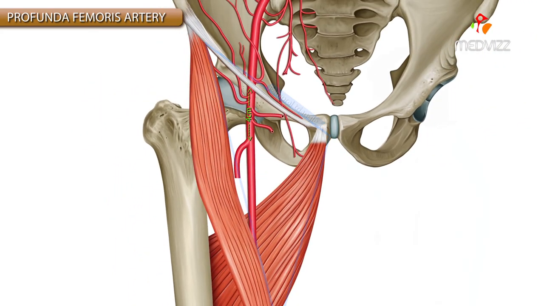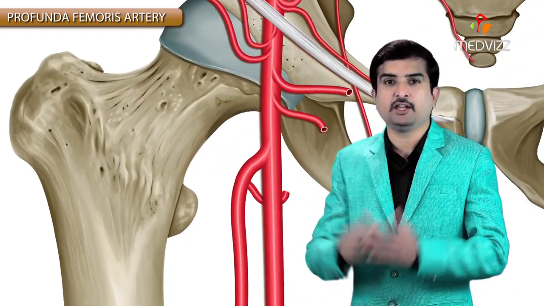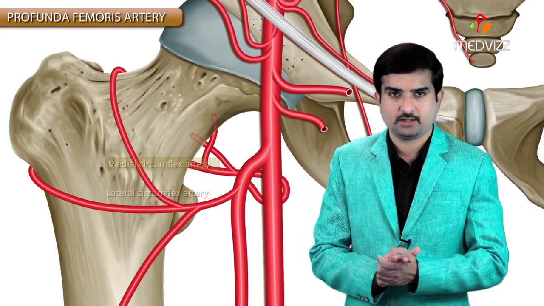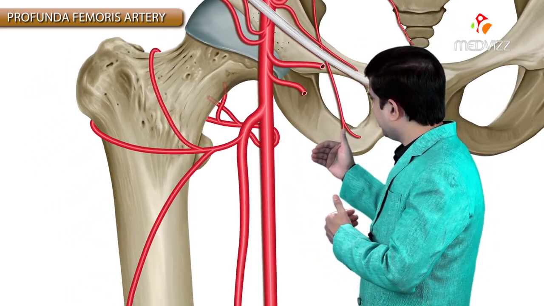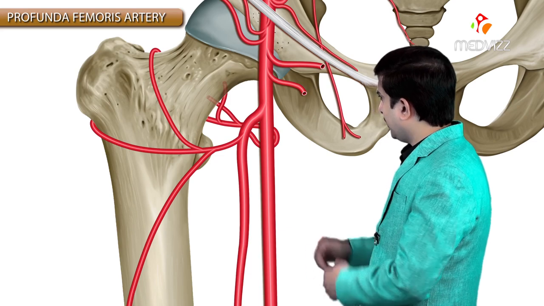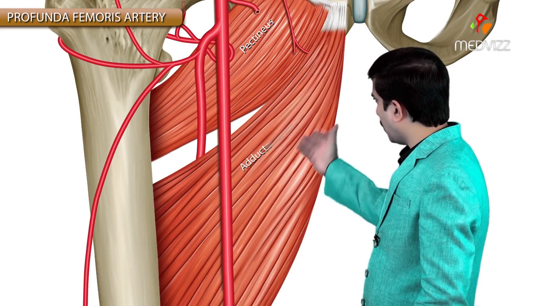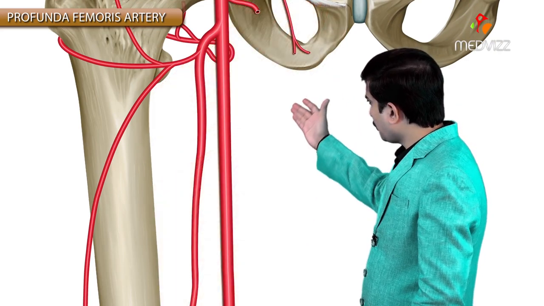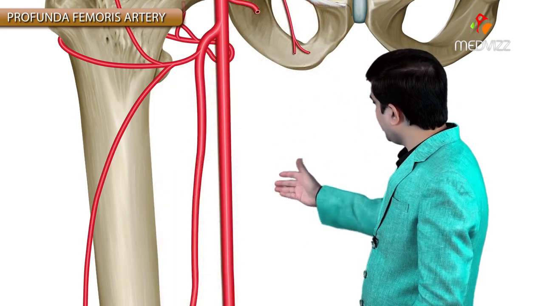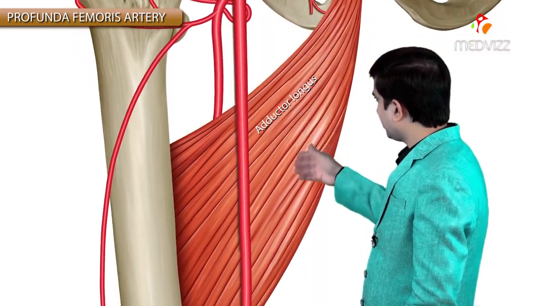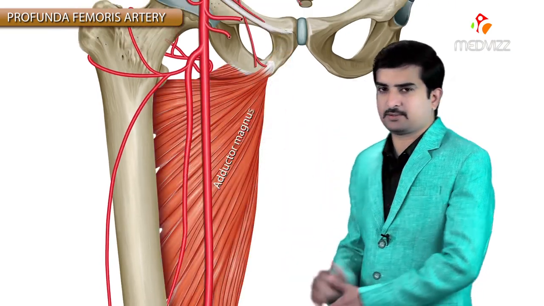artery in the femoral triangle, 4 cm below the inguinal ligament, and behind the femoral vessels, giving off medial as well as lateral circumflex arteries. After arising from the femoral artery, it passes posteriorly to the pectineus as well as adductor longus and descends close to the femur, successively between adductor longus and adductor brevis and between adductor longus and adductor magnus.